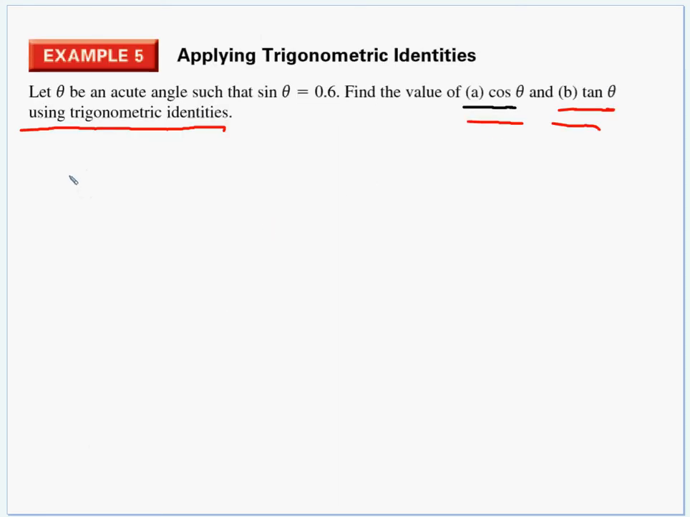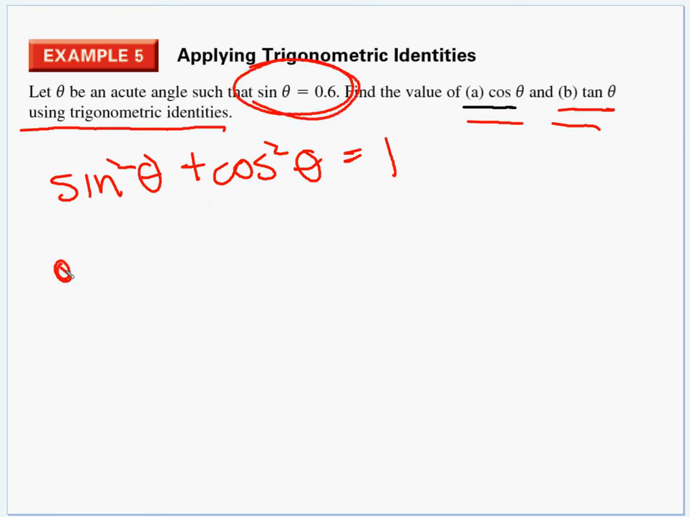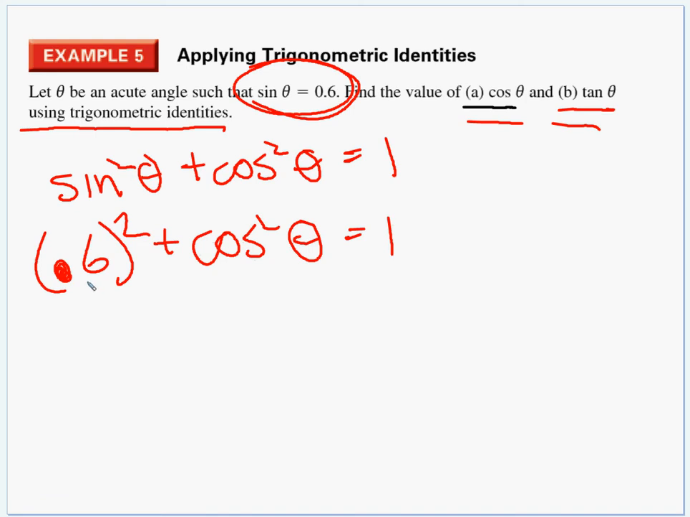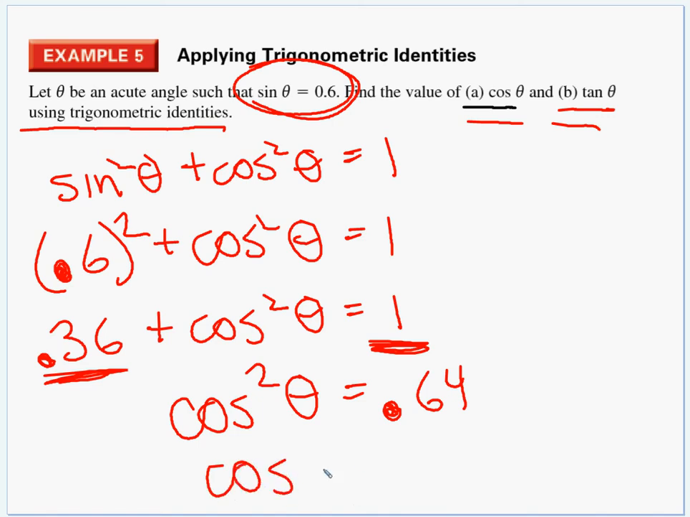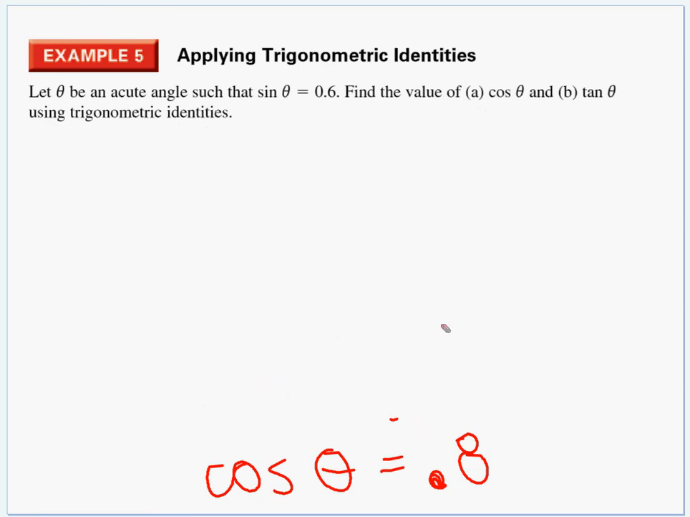So let's see here, sine squared theta plus cos squared theta is equal to 1. Now they told us that sine was equal to 0.6, so this is going to be 0.6 squared plus cos squared theta is equal to 1. And if we square 0.6, we get 0.36 plus cos squared theta is equal to 1. And let's subtract that 0.36 from both sides. We've got $1 and we subtract 36 cents. That leaves us 64 cents. And then if that's cos squared, we want to square root both sides. The cos of theta, the square root of 0.64, is going to be 0.8. So Pythagorean identity got us to cos equal to 0.8.